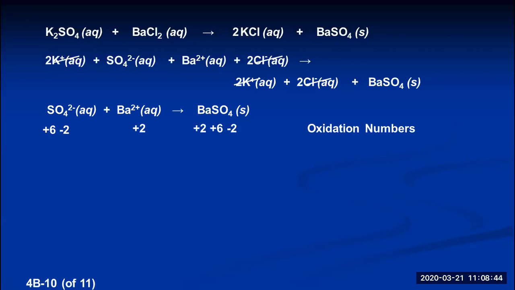So now if I ask you what's being oxidized and what's being reduced here, the answer is nothing. The sulfur stays +6 throughout the reaction. The oxygen stays -2. The barium stays +2. Precipitation reactions are not redox reactions. No electrons are being gained or lost. It's just ions from different compounds who have a strong affinity for each other will stick together, and they will actually form a solid when they're mixed together in a solution.